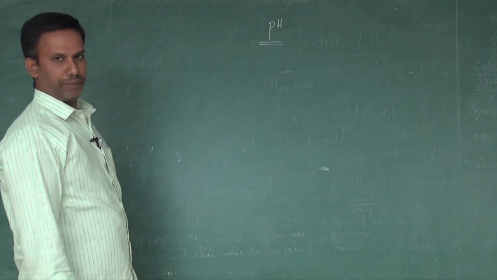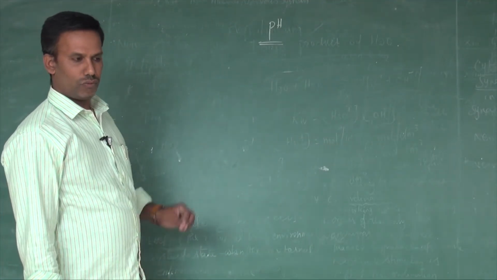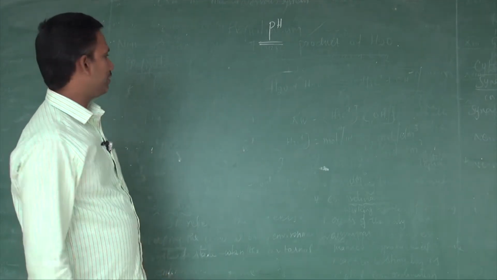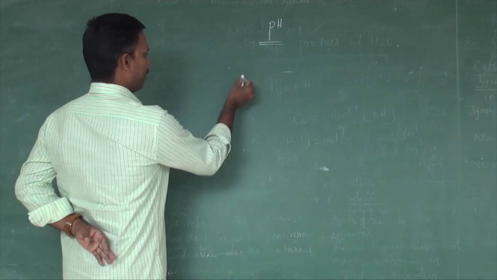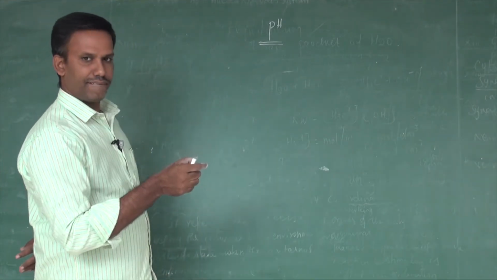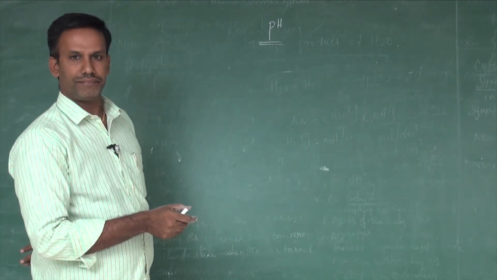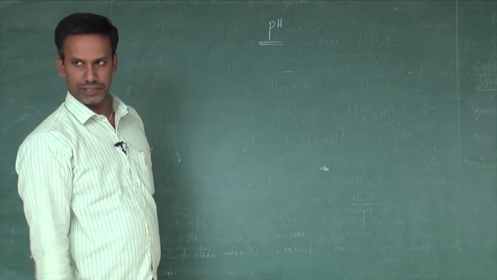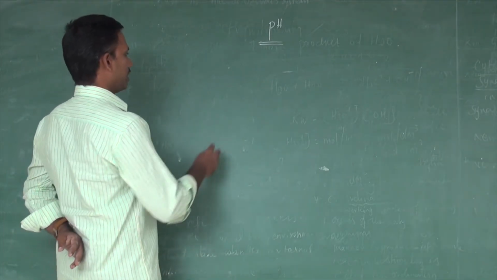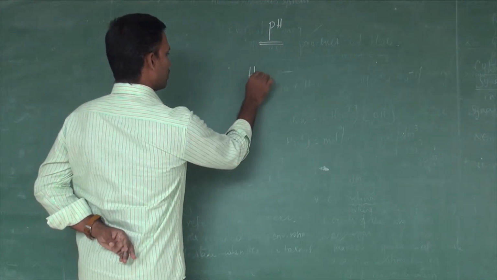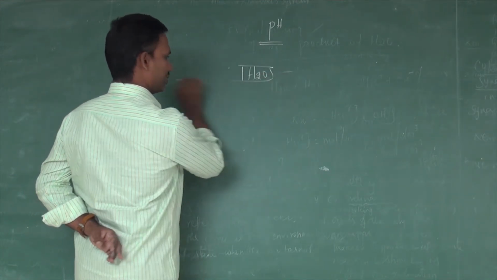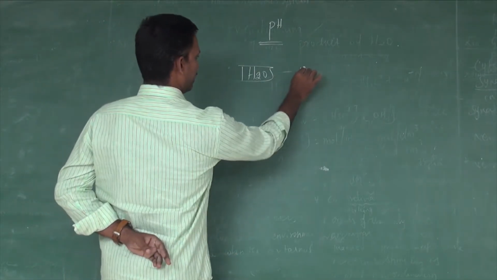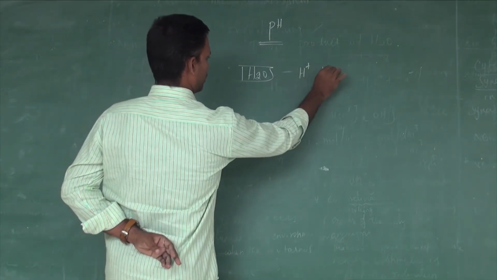What is called a pH? Why do we need the position of pH? pH is nothing but the scale which measures the concentration of H plus ion in that solution. An aqueous solution means a solution which contains water. In all aqueous solutions you may find H plus and OH minus ions.